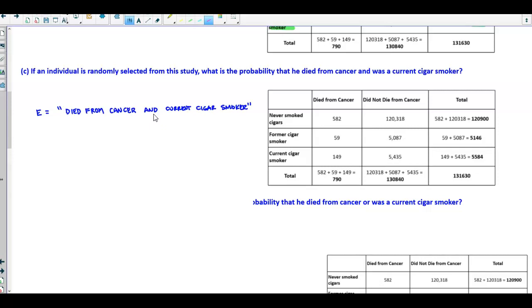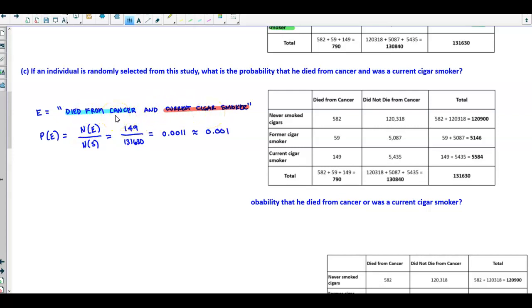So what it's saying here is that we have an event where someone has died from cancer and is a current cigar smoker. Okay, so that means we want to find the probability of someone who died from cancer and is a current cigar smoker. So we've got to find the number of outcomes of died from cancer and a current cigar smoker.